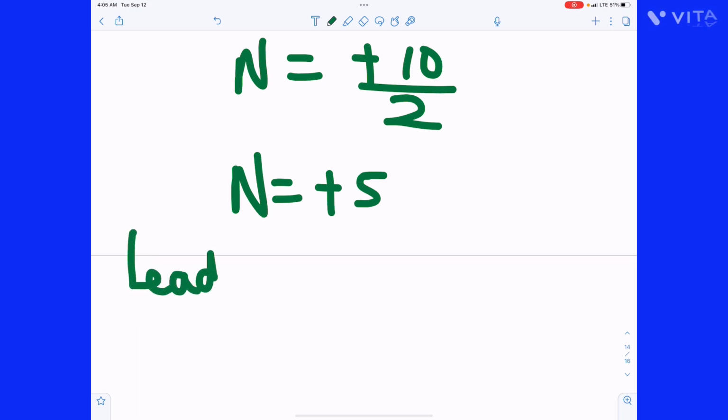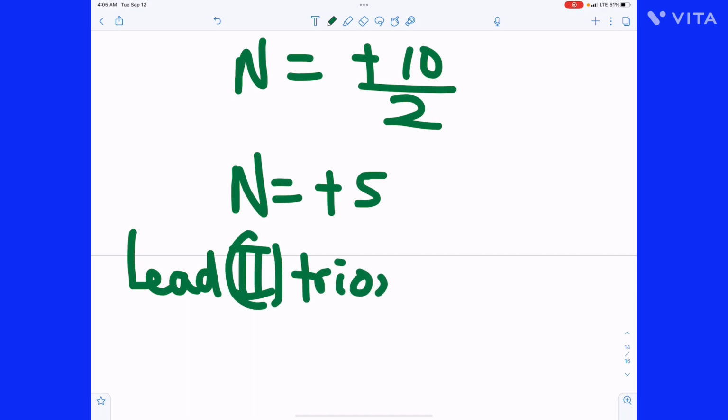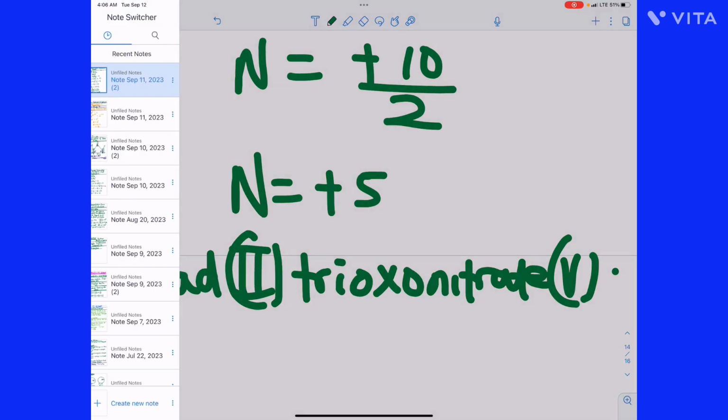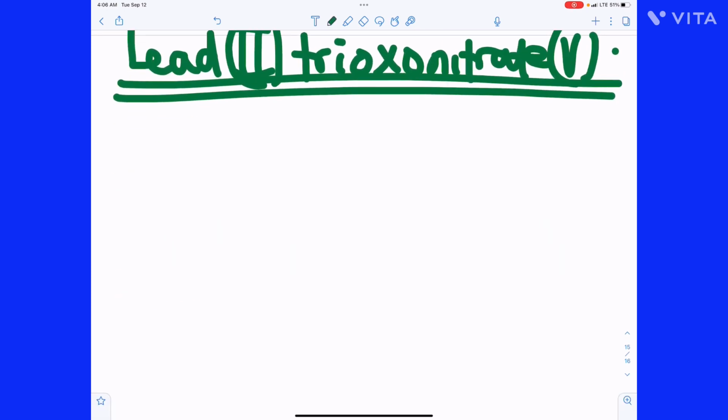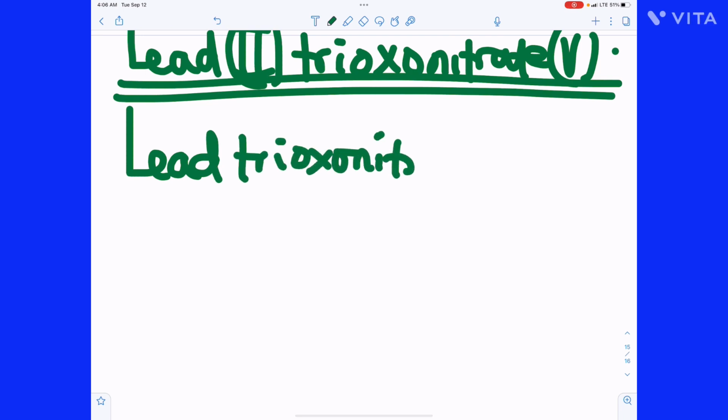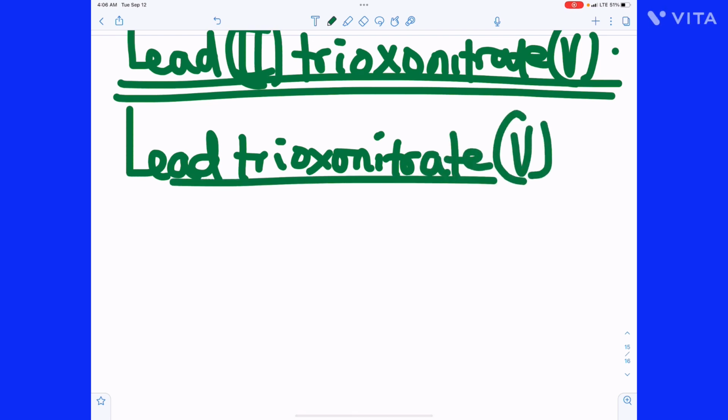So we call this compound lead 2. We simply call it lead. We can put 2 if we like and write the trioxo nitrate 5. So we call this compound lead 2 trioxo nitrate 5. Sometimes the 2 is not written, but it's more correct to write the 2. So sometimes in short we can just write lead trioxo nitrate 5. I hope that is clear.